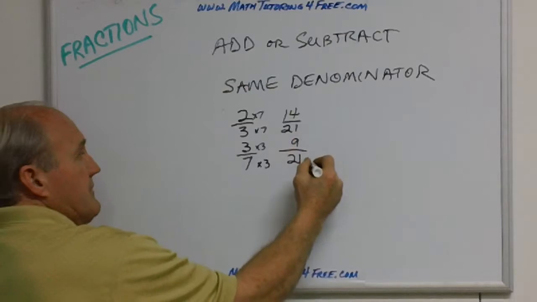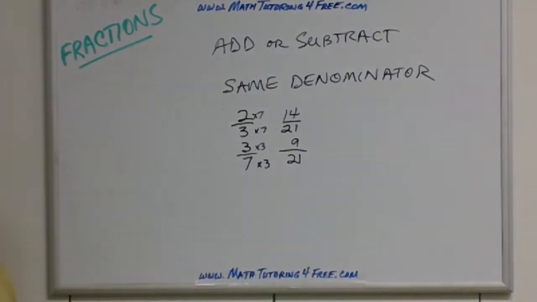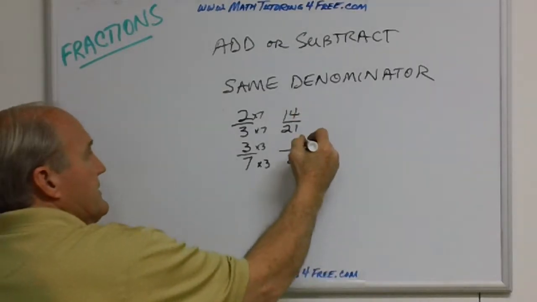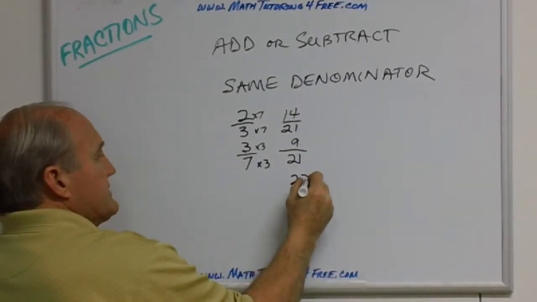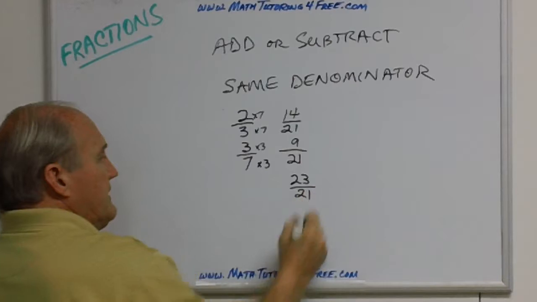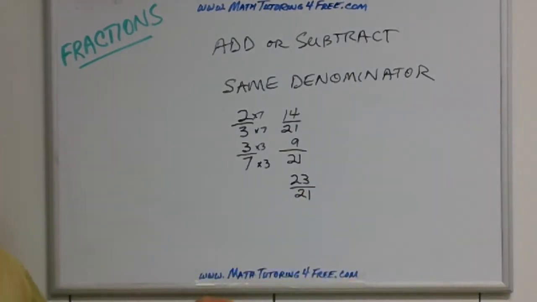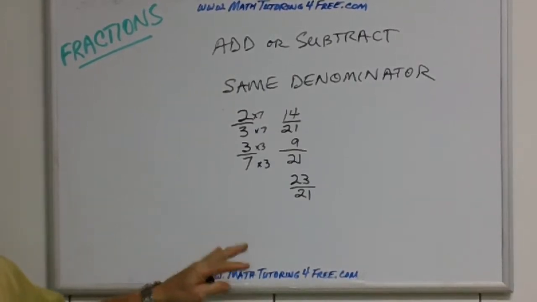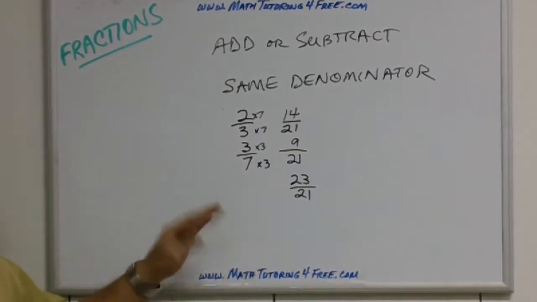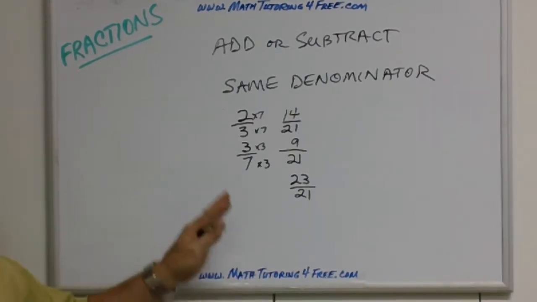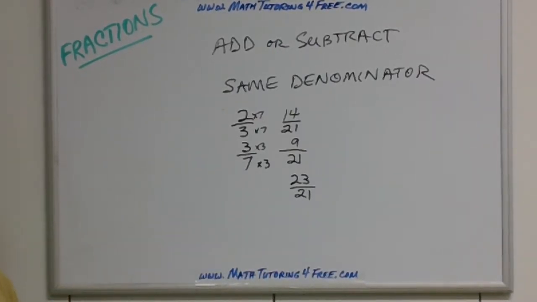Now we have the same common denominator, 21, and we can add the numerators. 14 plus 9 gives 23 over 21. That looks a little strange in that the numerator is bigger than the denominator. That's what we call an improper fraction. That has to be reduced, but I'm going to save that for another lesson.